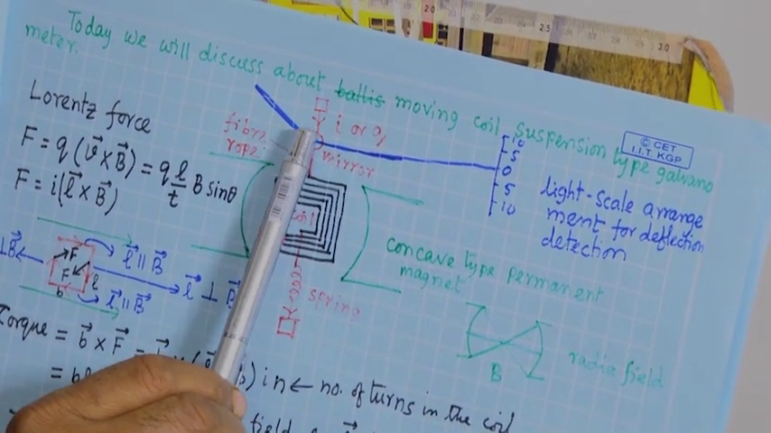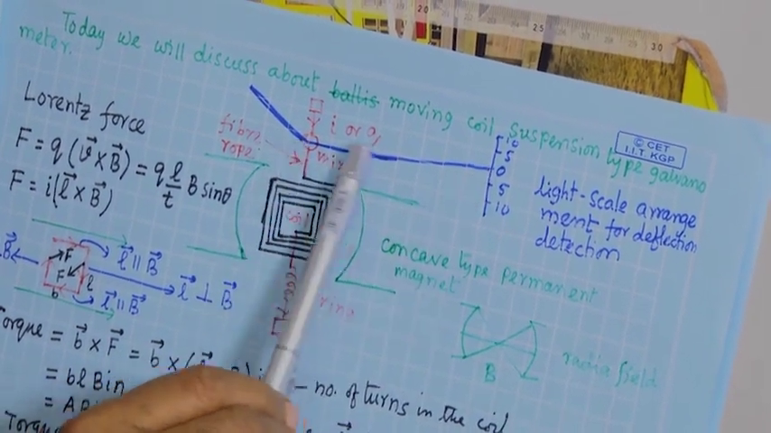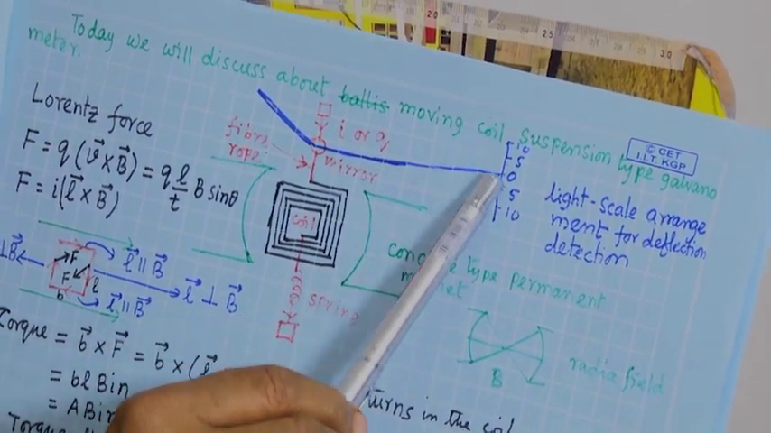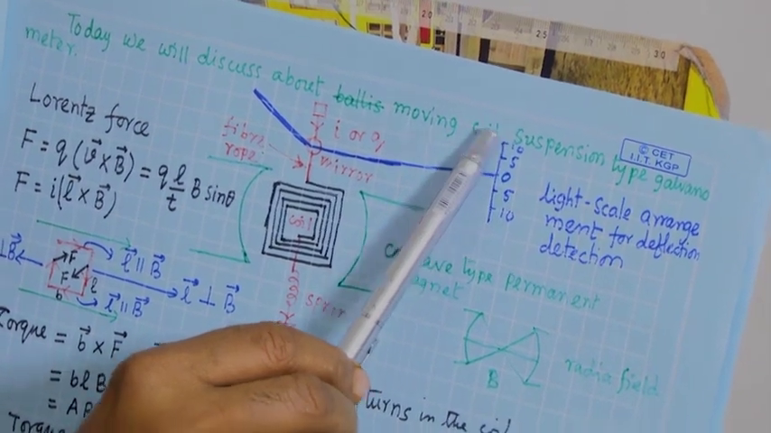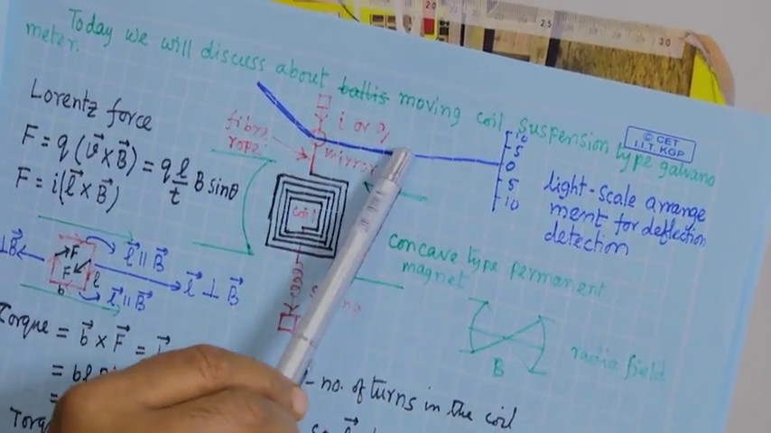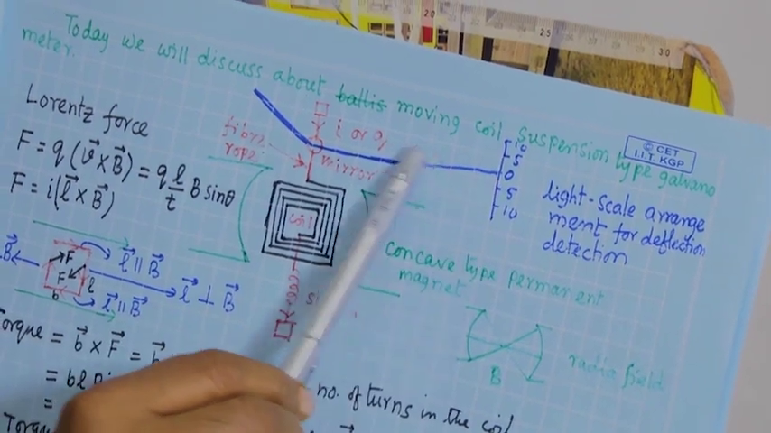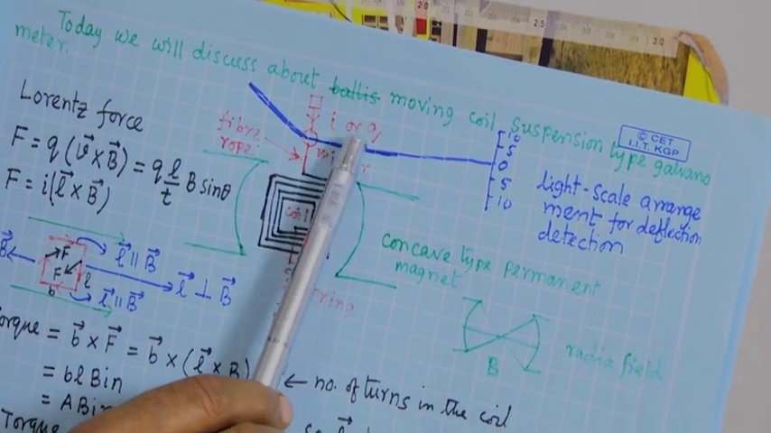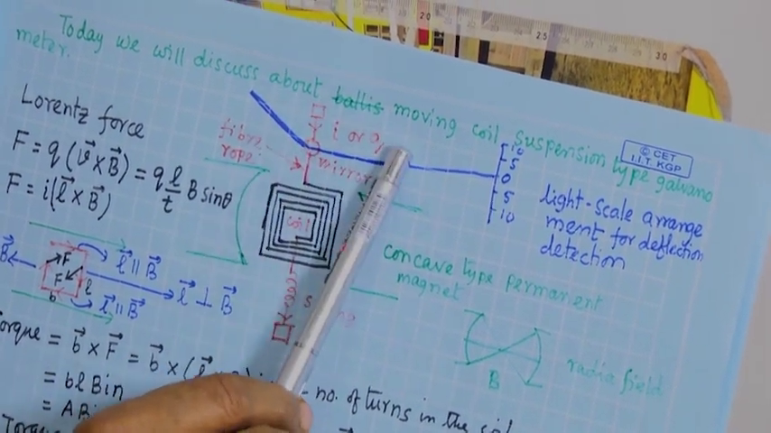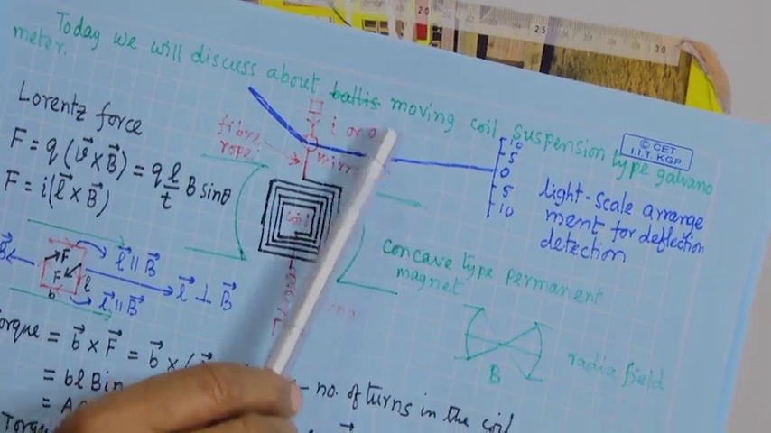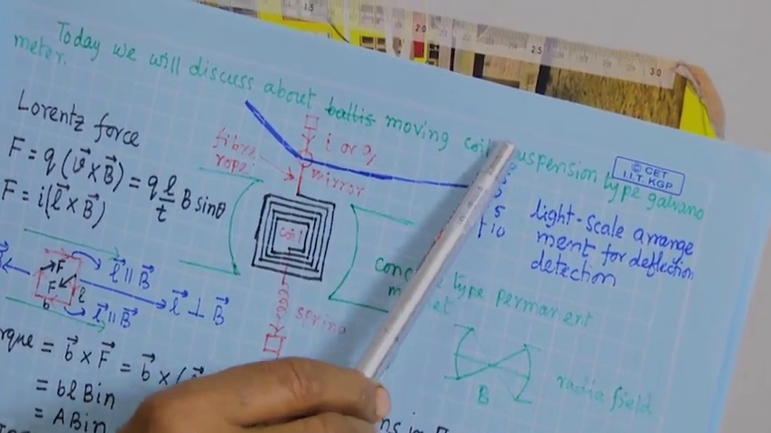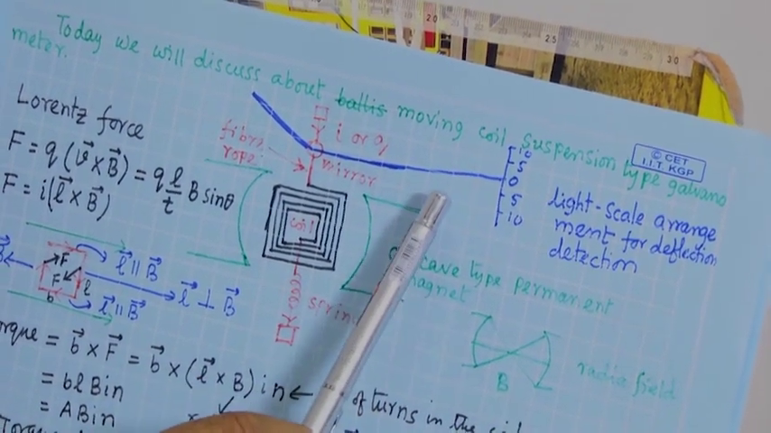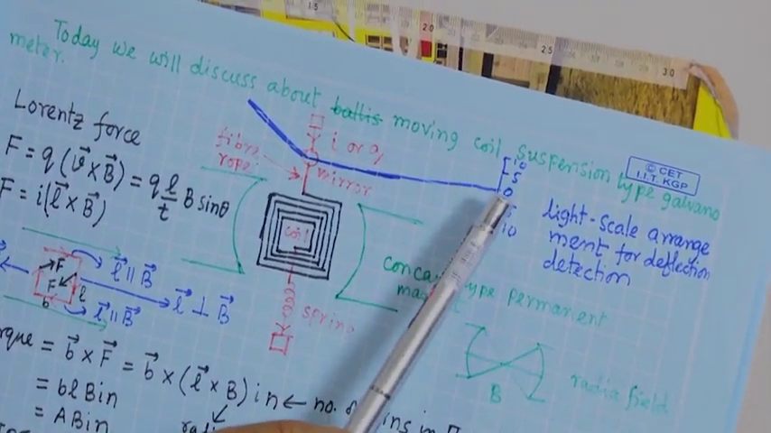Now the distance between the meter and the scale is capital D, and the spot displacement is small d. Then tan 2 theta will be small d divided by capital D. Since the angle is small, we can write tan 2 theta as 2 theta. So 2 theta equals small d by capital D, so theta will be equal to small d by 2 into capital D.